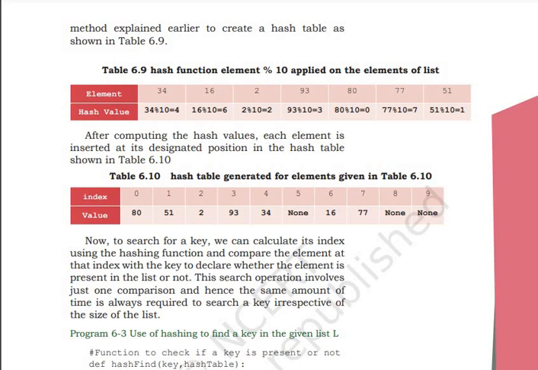So what if I have more than one element that gets the same index position with mod 10? For example, 51 mod 10 is index 1, and 61 mod 10 is also index 1. This is called a collision. We will be discussing collision techniques later.